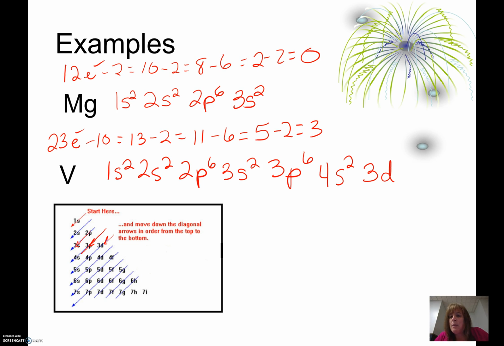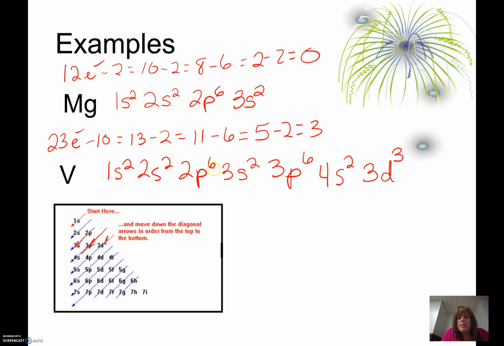But I'm not going to put a 10 up there because I don't have 10 left. I only have 3 left. So we're going to put a 3 up there. So it has 3 electrons in the 3d orbital. And now I'm done. And if I want to check, make sure I didn't mess up, go back and add.